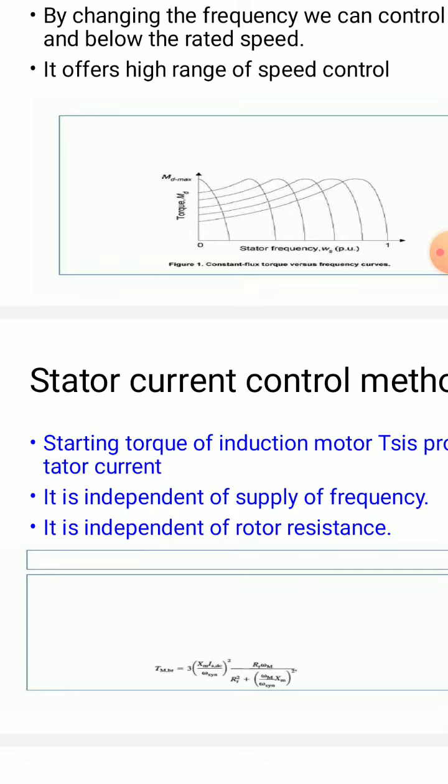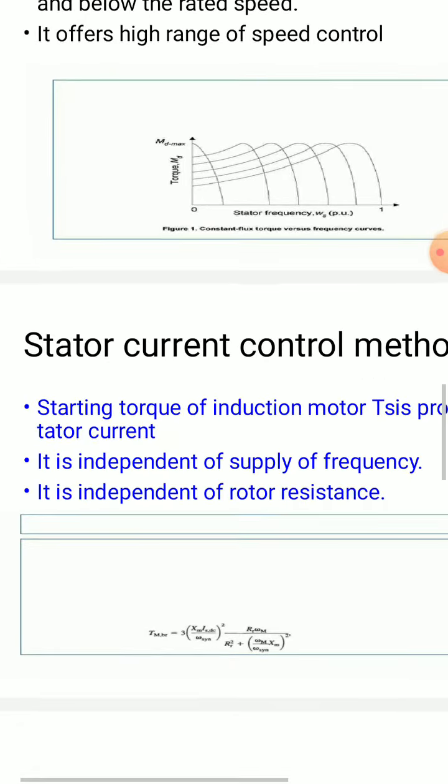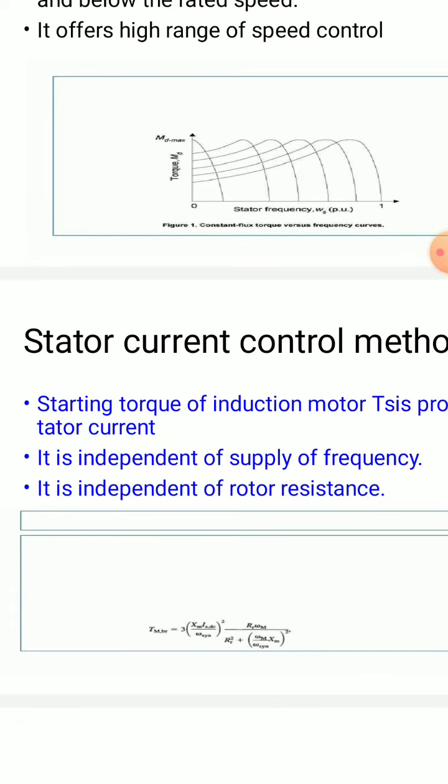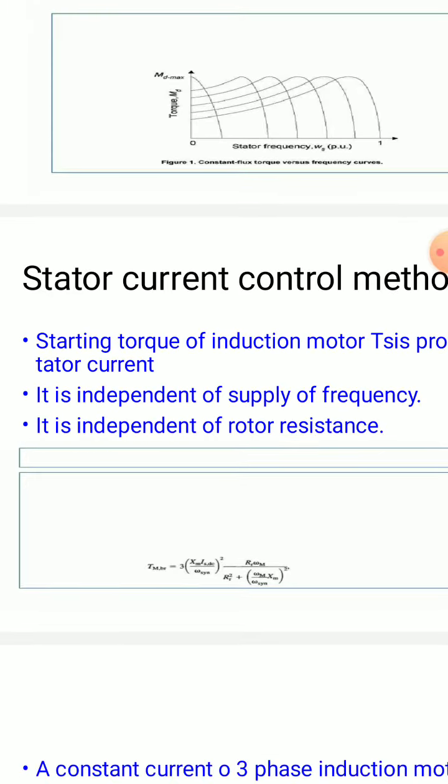The formula is: Tmbr is equal to 3 into Xm Is DC divided by W synchronous, whole square, into Rr Wm divided by W synchronous, divided by Rr squared plus Wm divided by W synchronous into Xm, the whole square.